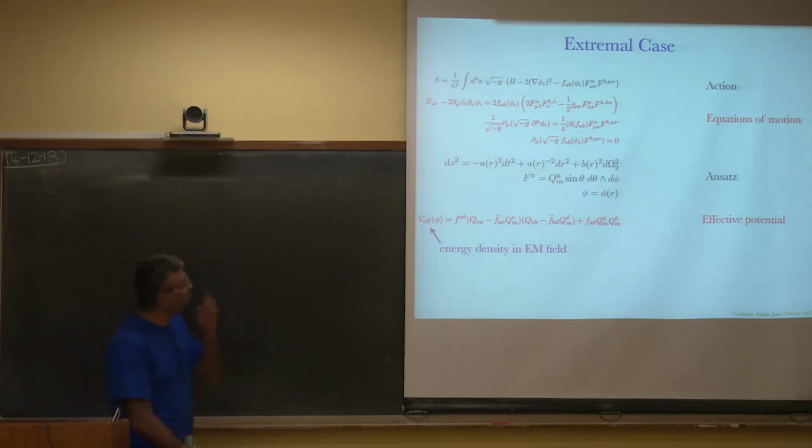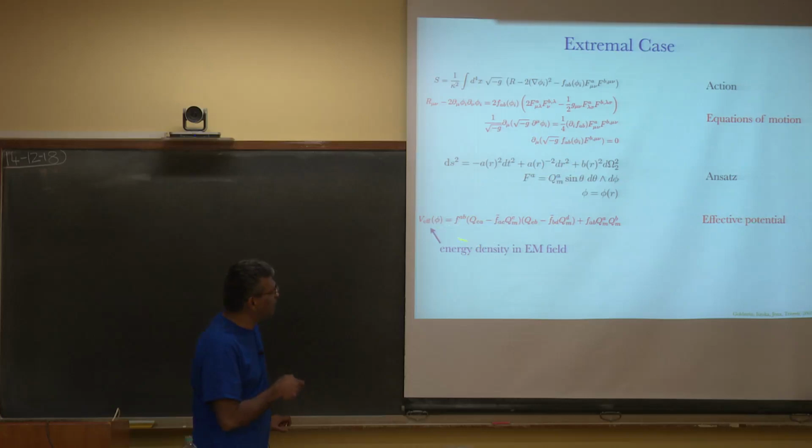So in the extremal case, we have some action written in terms of a bunch of scalar fields and a bunch of U(1) charges. And from this action, we can write down the usual equations of motion. And we find that the ansatz which solves these equations of motion involves 2 functions, a(r) and b(r), in the metric. So the roots of a(r) tell us where the horizons are, and b(r) tells us the size of the horizons at those roots. And we have some ansatz for the field strengths, and the scalar fields are a function only of the radial coordinate. So the system can also be described in terms of some effective potential for the scalars.